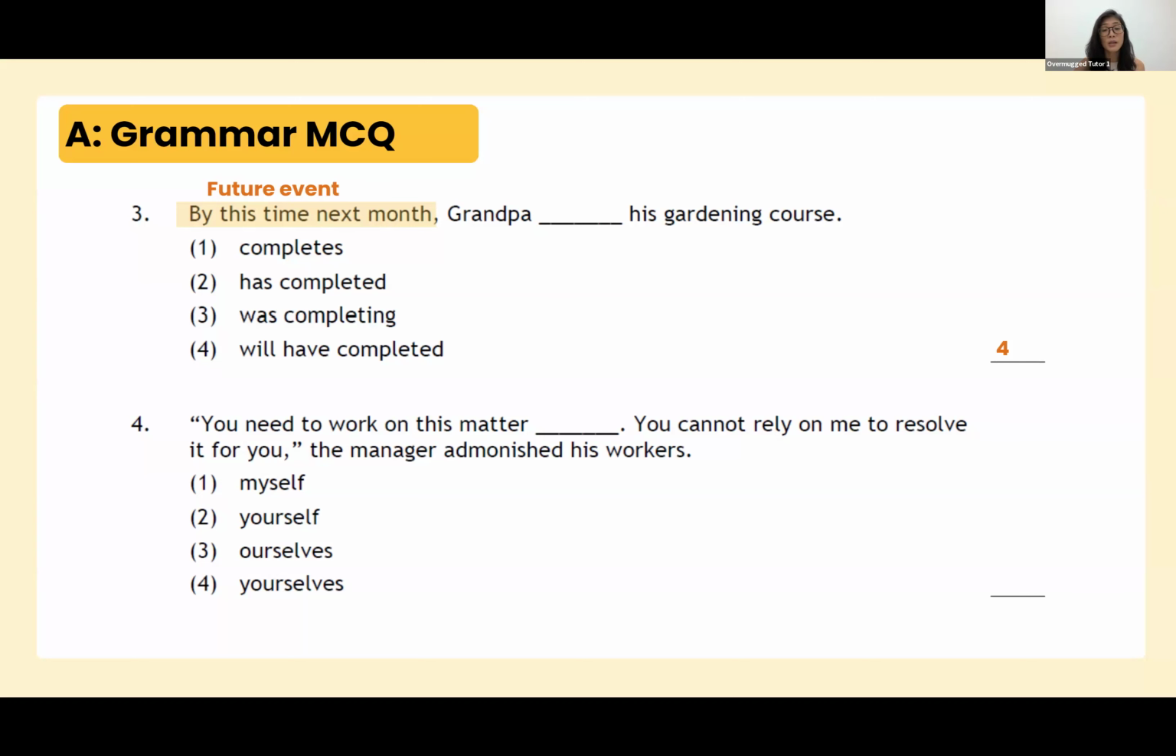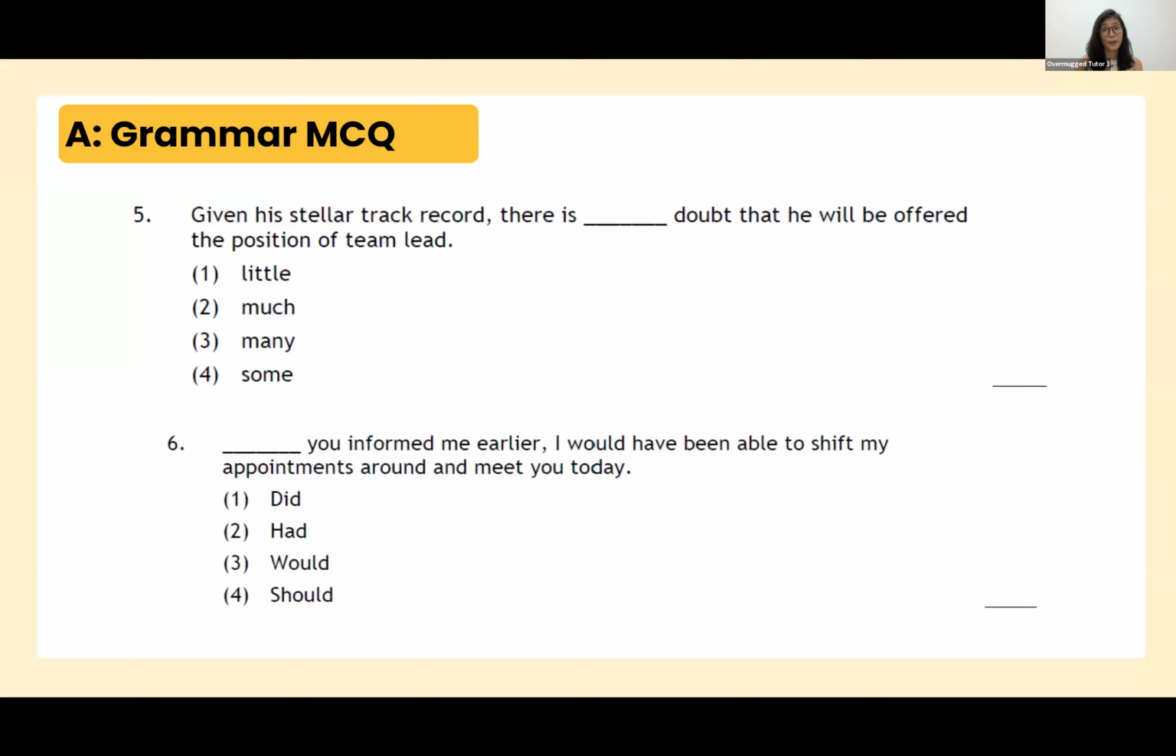In this case, he's talking to his workers, and there are many of them, which means that option 1 and 2 are not correct. So you're only left with you need to work on this matter ourselves or yourselves. So in this case, we have to pick option 4. Moving on. Question number 5.